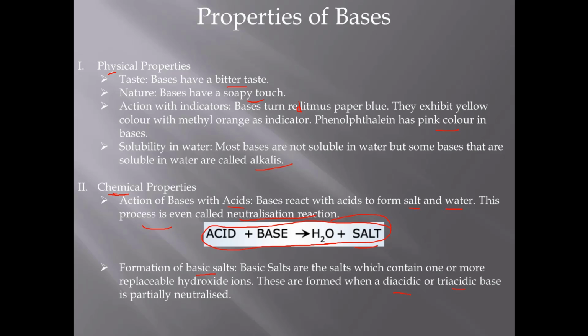To neutralize that strong acid, we need a strong base also. Both should be equal, and only then it gets neutralized. But now the base is not that strong. It's medium. So when they neutralize each other, there is still some acid left. That's when basic salts are formed and not normal salt. And this is very important, basic salts.